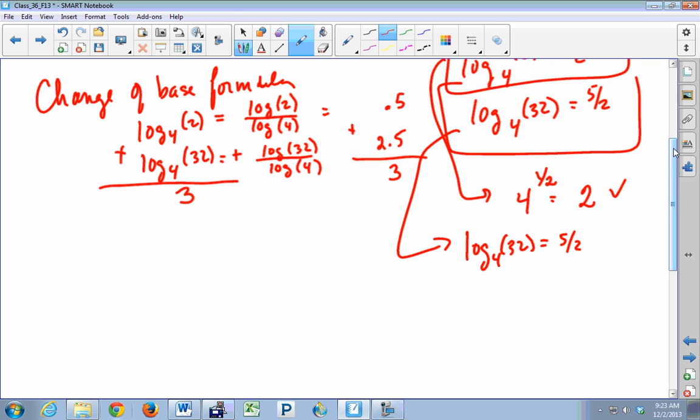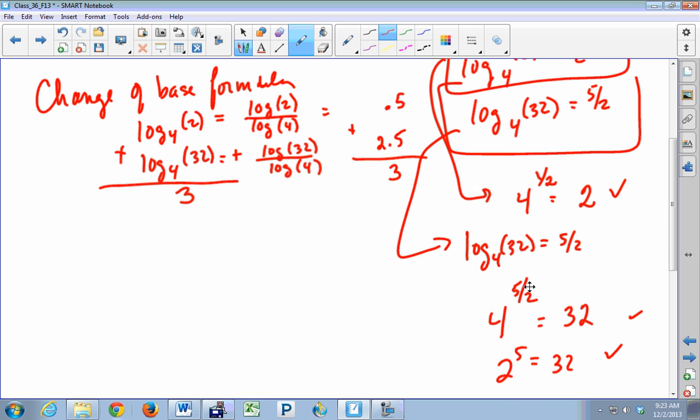Our base is 4. Our answer is our exponent, and 32 is the result of that exponential. So let's see what this says. This says take the square root of 4, which is 2, raise it to the 5th power, 32.